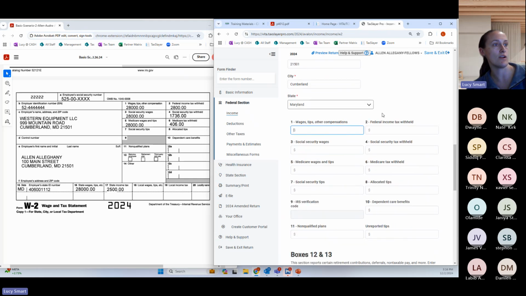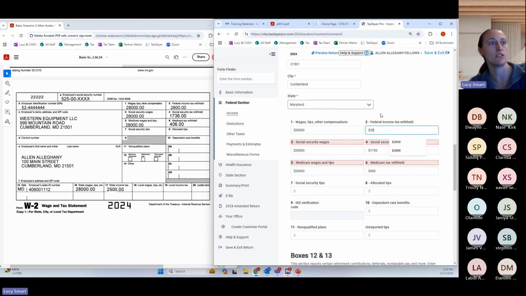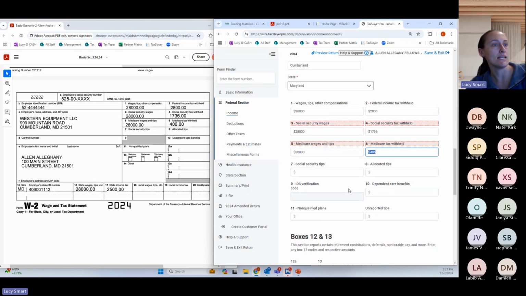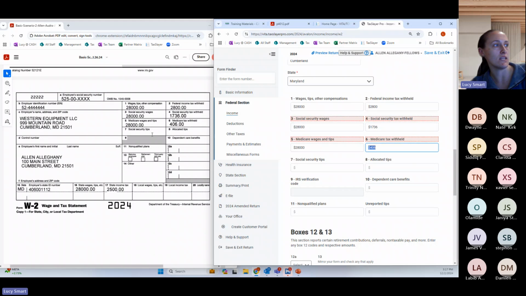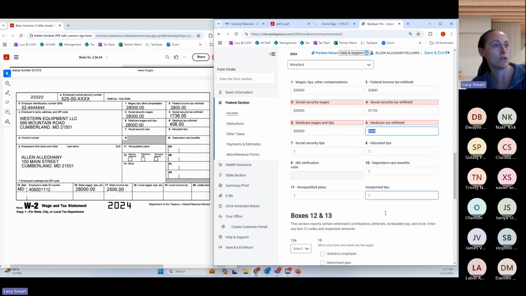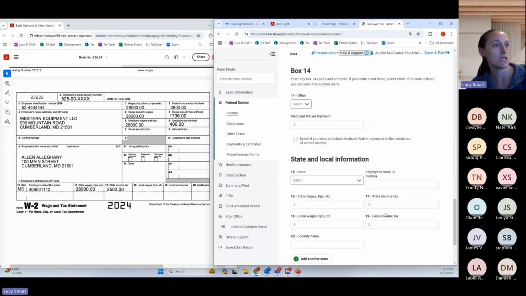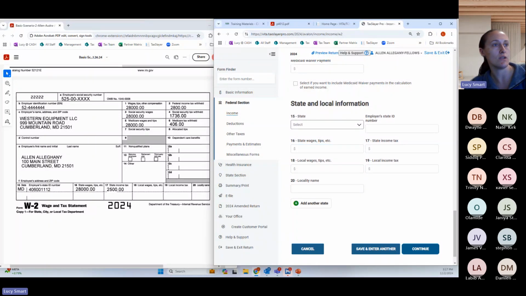We need to enter boxes 1 through 6. So his wages are $28,000. His federal income tax withheld is $2,800. Social Security wages $28,000. Social Security tax $1,736. Medicare wages $2,800. Medicare tax $406. These automatically populated. Typically 1, 3, and 5 are the same, but not always. So always double check it. He doesn't have anything in any of these other boxes, 7, 8, 10, 11, 12, 13, 14. So we can skip all of those. He does have state information, of course, so we need to enter that in.